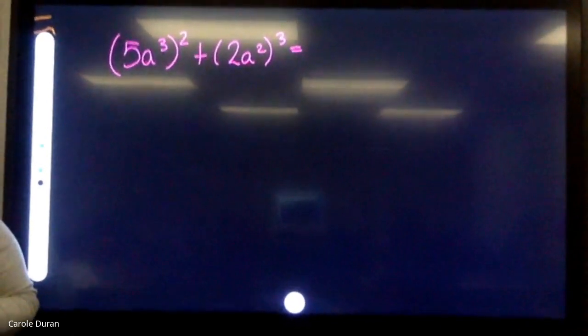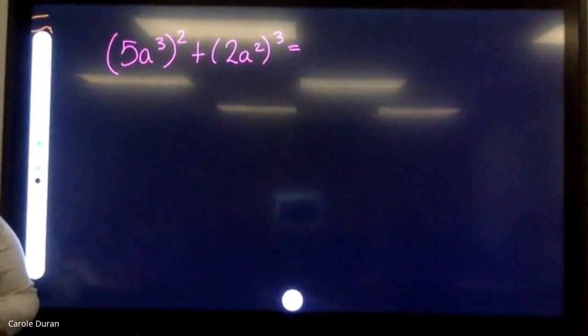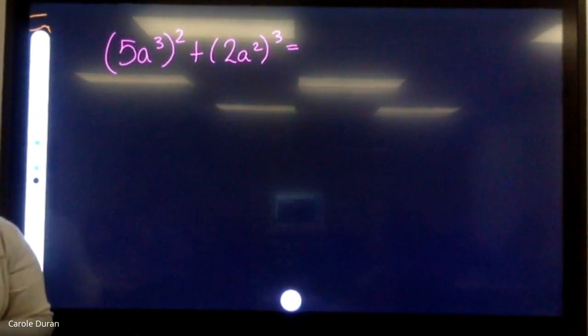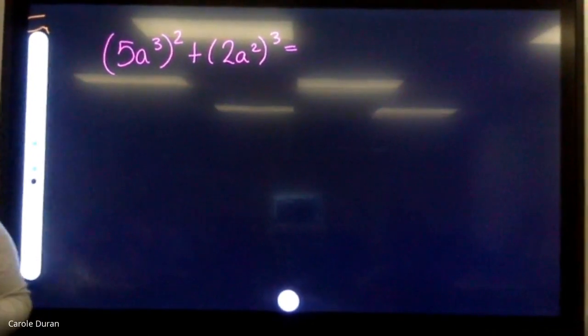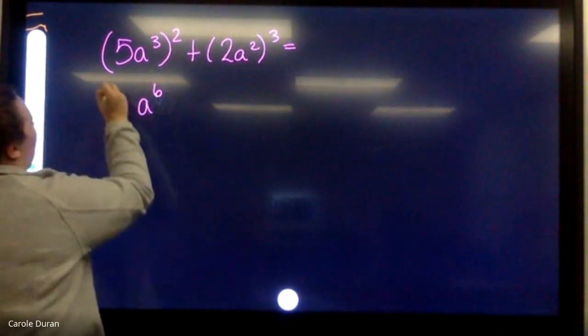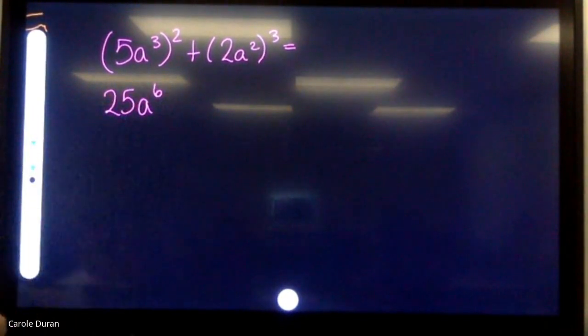How would I solve the 5a cubed squared? You multiply the exponents. 3 times 2 is 6. So we do the 5 squared and we do the a cubed squared. A cubed squared becomes a6. 5 squared becomes 25.